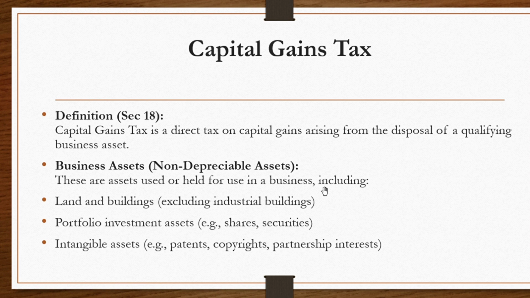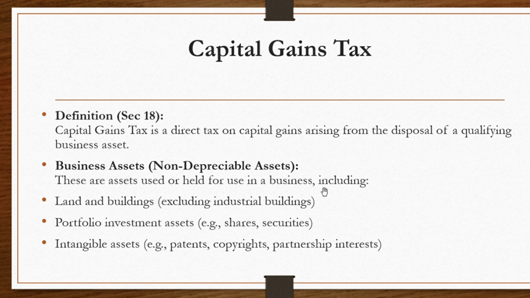So if a business sells land or an office building, which is not a factory, any profit made is subject to capital gains tax. For example, if a company buys land at 50 million UGX and they later sell it at 80 million UGX, that difference of 30 million is the profit, and that profit is taxable. On that profit is where they incur the capital gains tax.